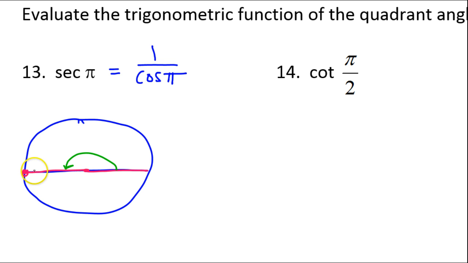Well, we know that this is the point -1, 0. And we know that cosine is an x value on the unit circle. So the cosine of pi here is -1 because that's the x value. So that makes this 1 over -1, which of course is simply -1. So that's going to be the answer to number 13.